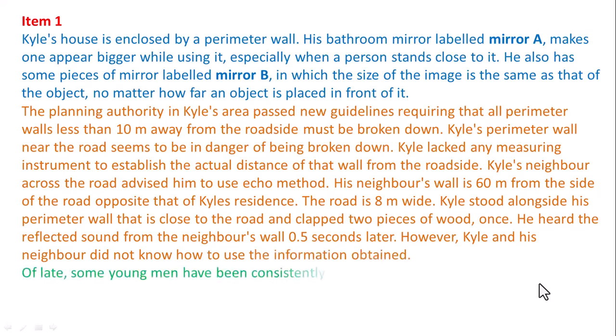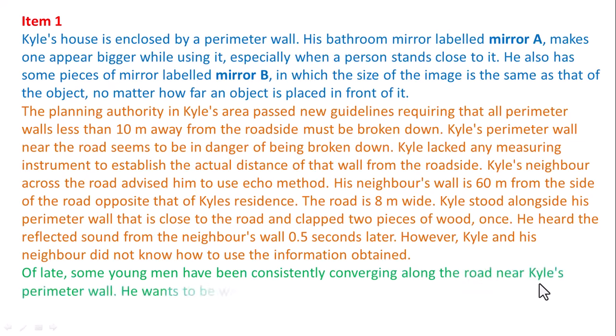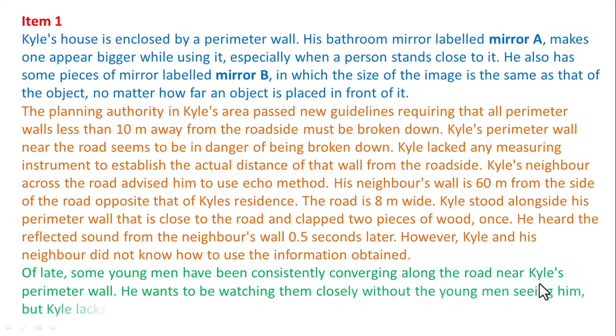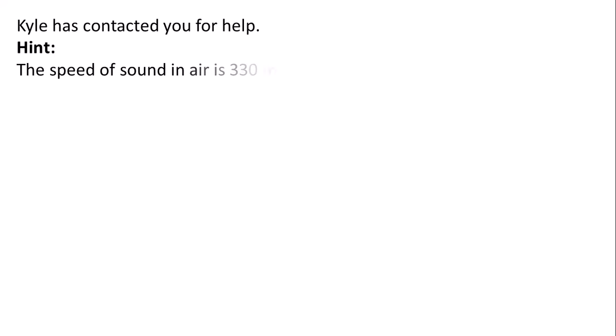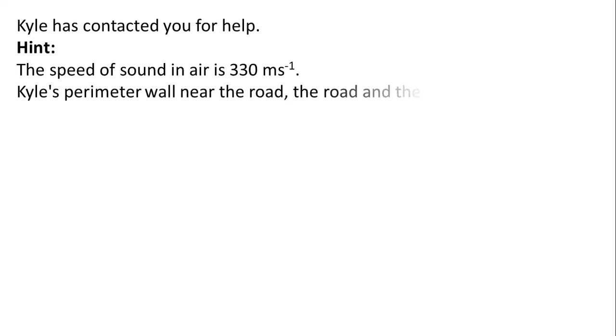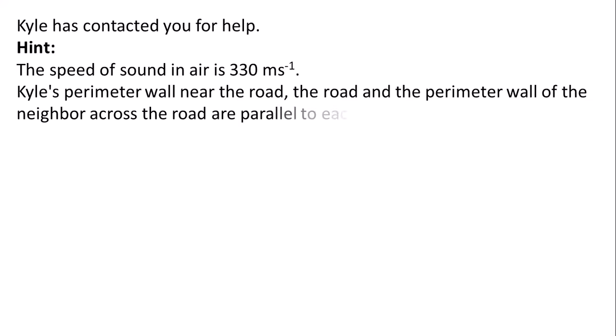Of late, some young men have been consistently converging along the road near Kyle's perimeter wall. He wants to be watching them closely without the young men seeing him, but Kyle lacks installed security cameras at his residence. Kyle has contacted you for help. Hint: the speed of sound in air is 330 meters per second. Kyle's perimeter wall near the road and the perimeter wall of the neighbor across the road are parallel to each other.